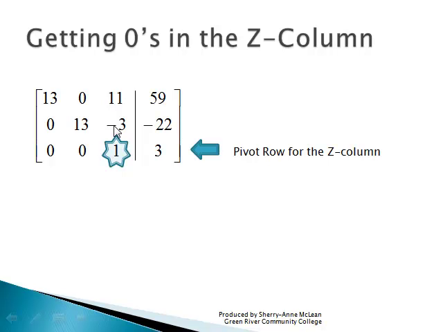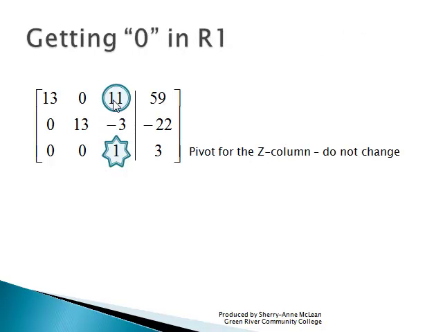Next, we need to get zeros in the Z column. So these two, the 11 and the -3, need to become 0. Let's start with getting the 0 up here in row 1. Again, our pivot for the Z column is row 3 this time, so that's the one that we're going to use. When you're getting a 0, start with the row you're replacing. We're doing row 1. Use the pivot row. Pivot row is row 3 now because we're working on the Z.